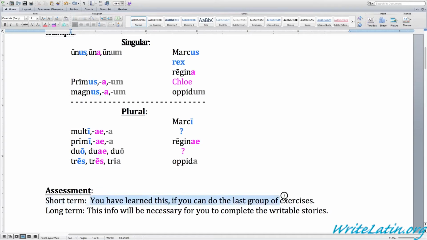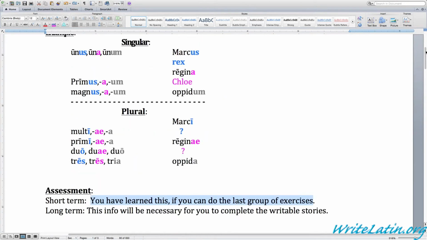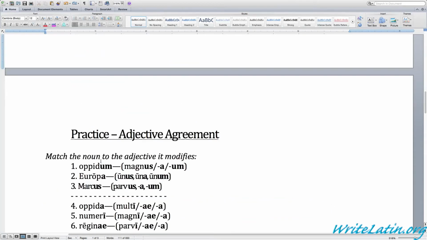Short term, if you've learned this, then you'll be able to do the last group of exercises down here on the next page. Long term, you're going to need to know this to complete the writable stories. You will often see a noun linked with a dash to an adjective on the writable stories. And there will be a blank here, and you're going to have to know to write the neuter form of the adjective in the blank, which matches it, not either a masculine or feminine form. So, oppidum magnum, not the others.